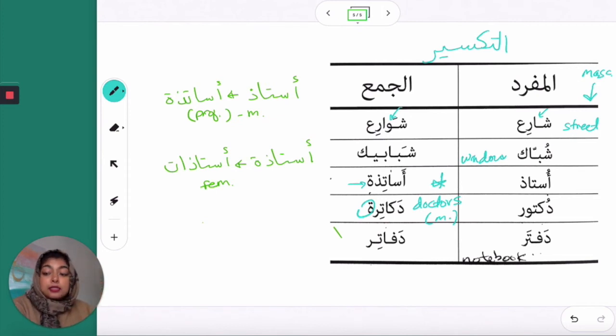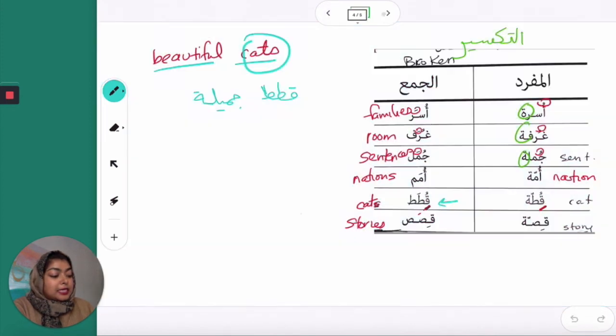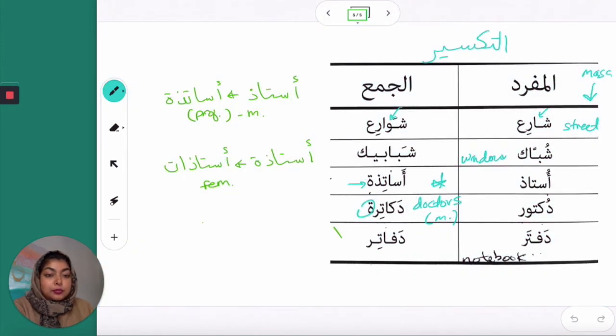Okay, daftar. Daftar is notebook. Dafatir. Notice it follows the same pattern as these two. It just doesn't take it on marbuta. Dafatir. Notebooks. So these are now all examples of your feminine plural, jama' al-mu'annath that we've gone through. And then the last two that we did, these are both examples of taksir.